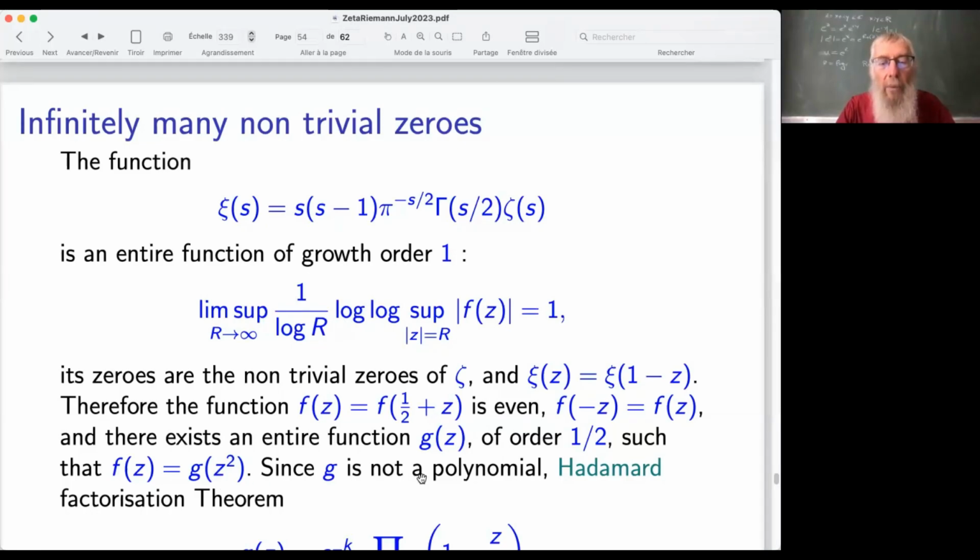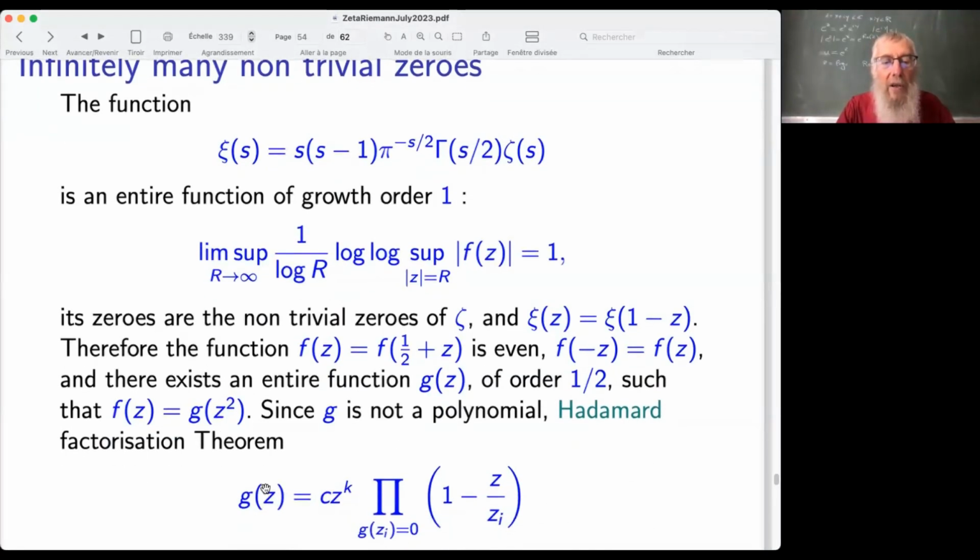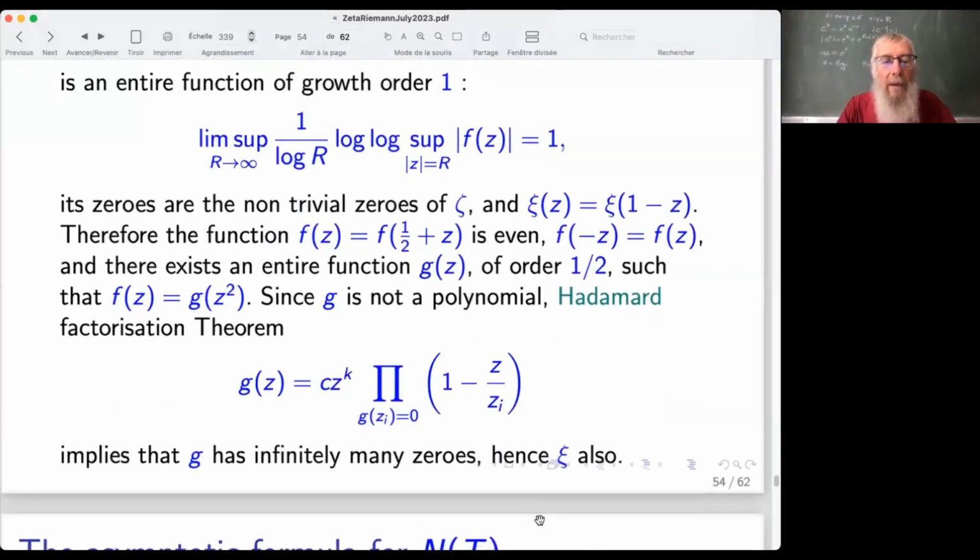Now, g is not a polynomial, and there is a factorization theorem of Hadamard, which gives this product of 1 minus z over z_i, and there is no exponential here, because the order would not be 1/2. So this is just this product. But it's easy to see that xi of z is not a constant, and so g is not a polynomial, and so this product is infinite. And this proves that g has infinitely many zeros, and therefore xi also, in the critical strip.